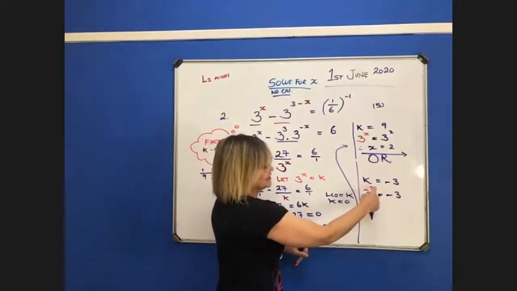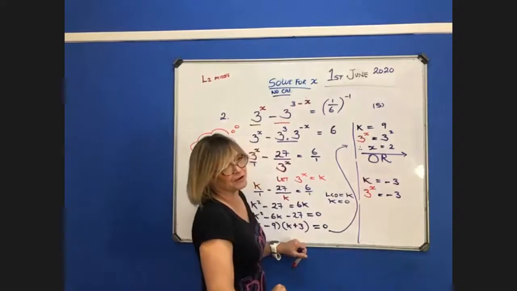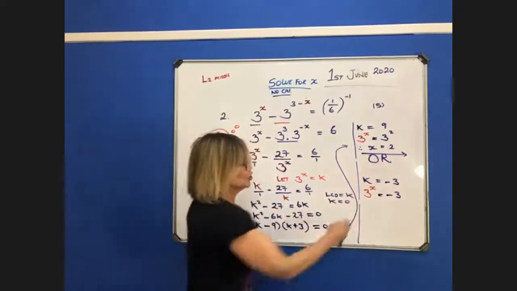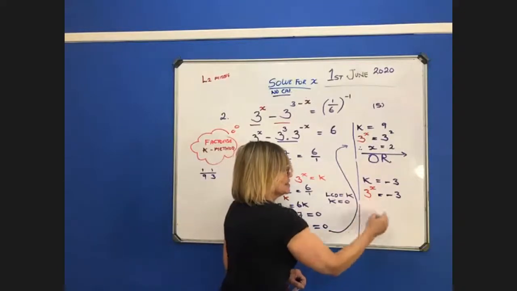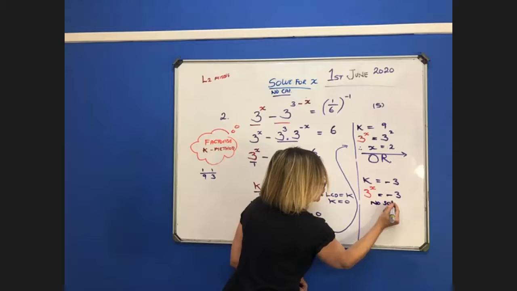If x is minus 1, then it becomes 1 over 3, which is positive a third. If x is minus 2, it becomes 1 over 9. So you're never going to get that to equal a negative. So this is no solution.